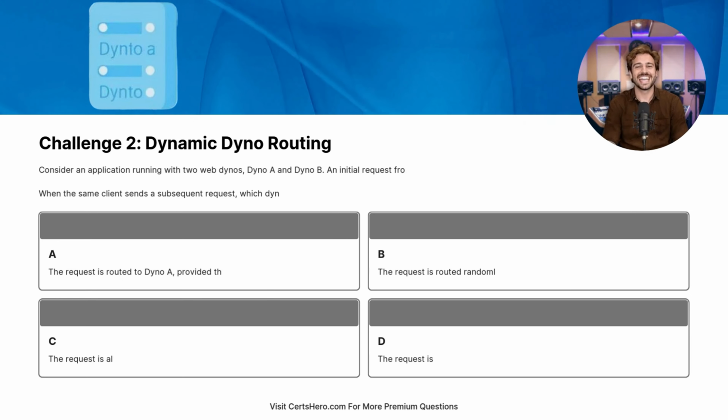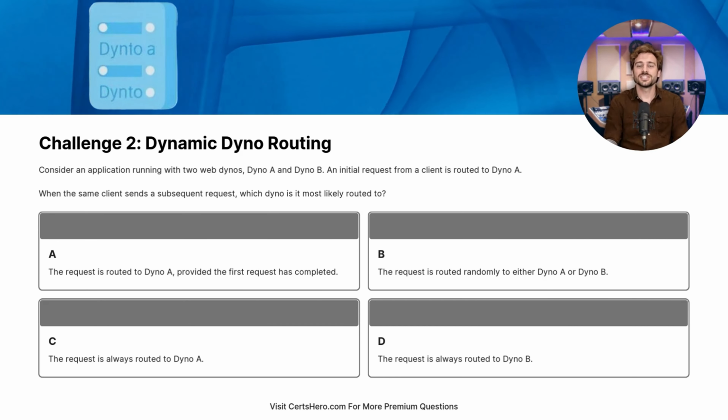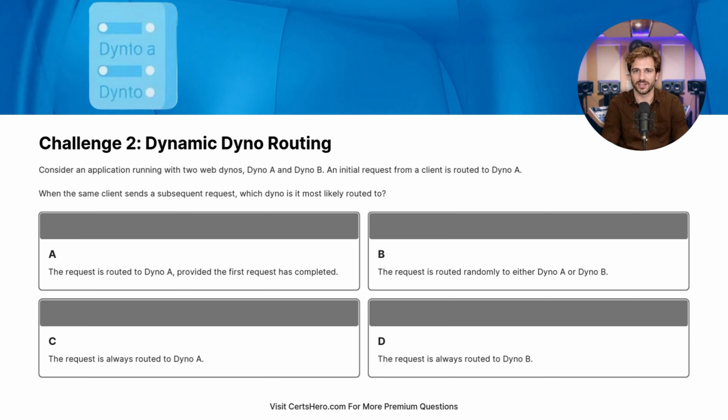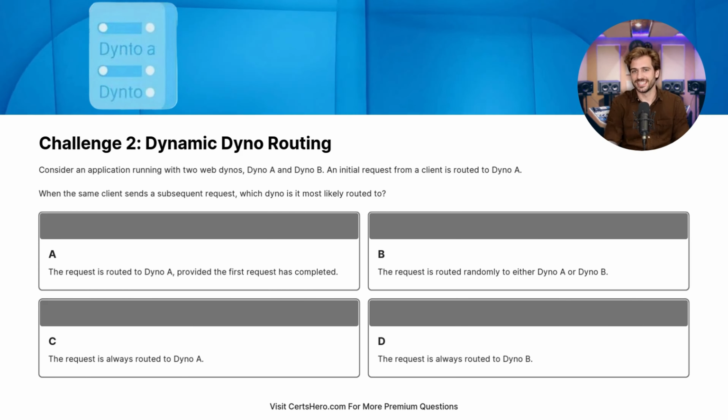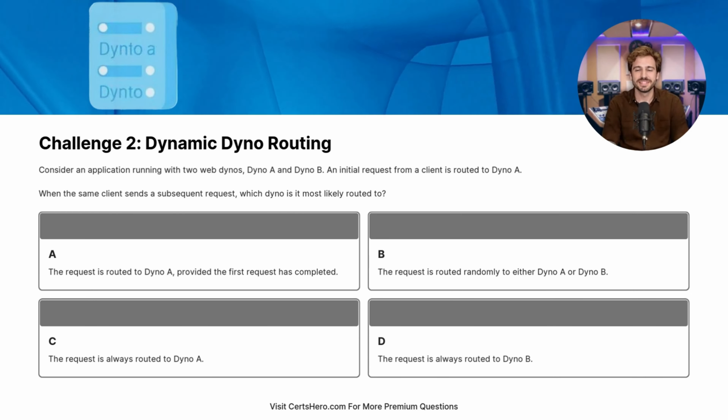Challenge 2. Dynamic dyno routing. Consider an application running with two web dynos, Dyno A and Dyno B. An initial request from a client is routed to Dyno A. When the same client sends a subsequent request, which dyno is it most likely routed to?